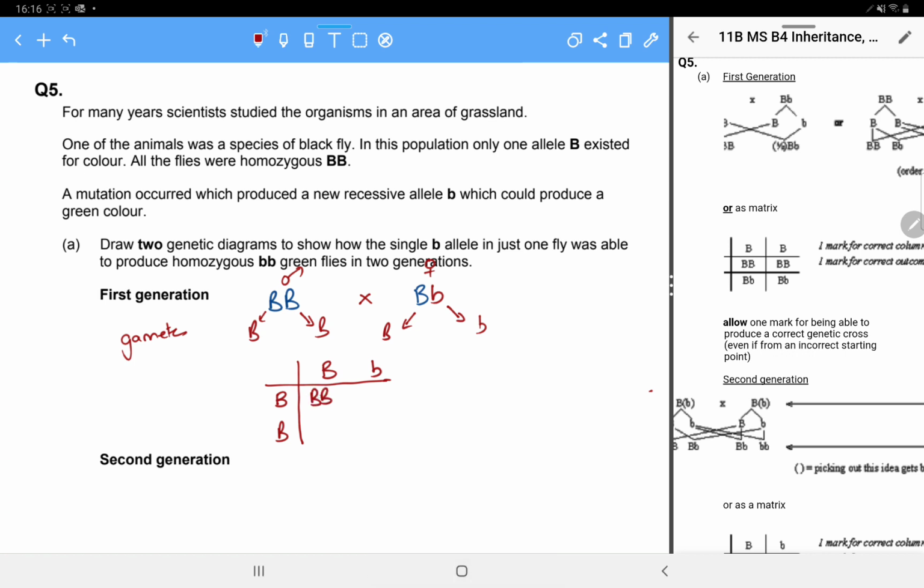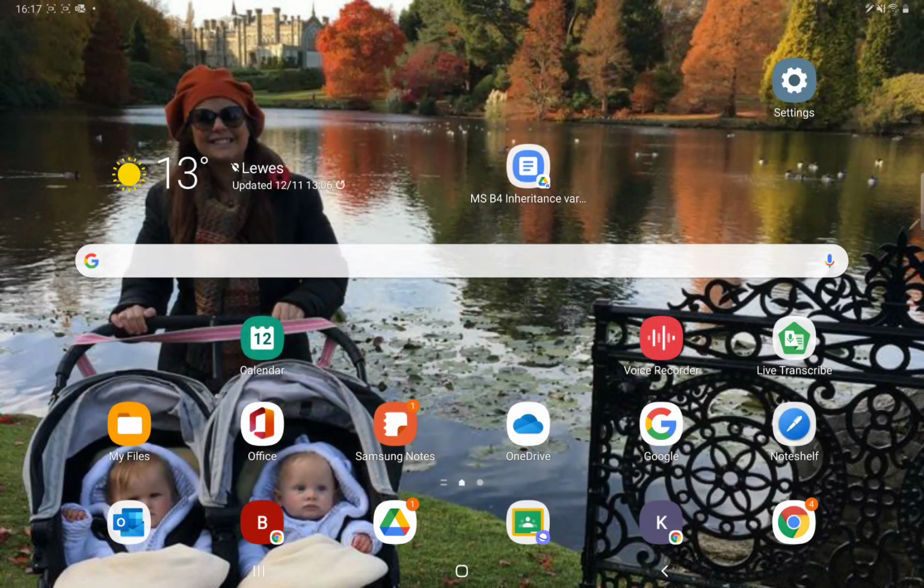So we get big B by doing that one and that one. That one and that one produces big B, small b. That one and that one produces big B, and then that one. Okay, so we've actually got a 50-50 split on homozygous dominant and heterozygous. Okay, now that's the first generation.